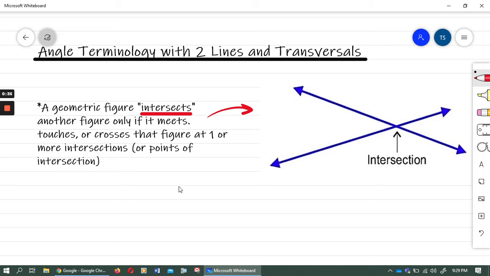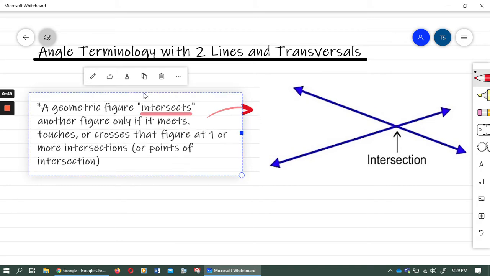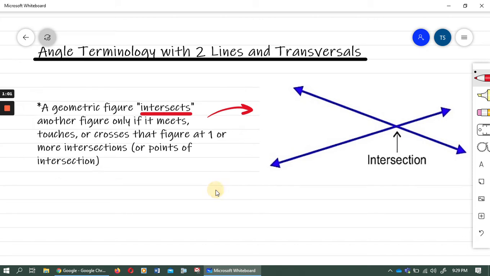First, let's make sure you know exactly what we mean by the word intersect. A geometric figure intersects another figure only if it meets, touches, or crosses that figure at one or more intersections. And when we say intersections, we are talking about points of intersection.